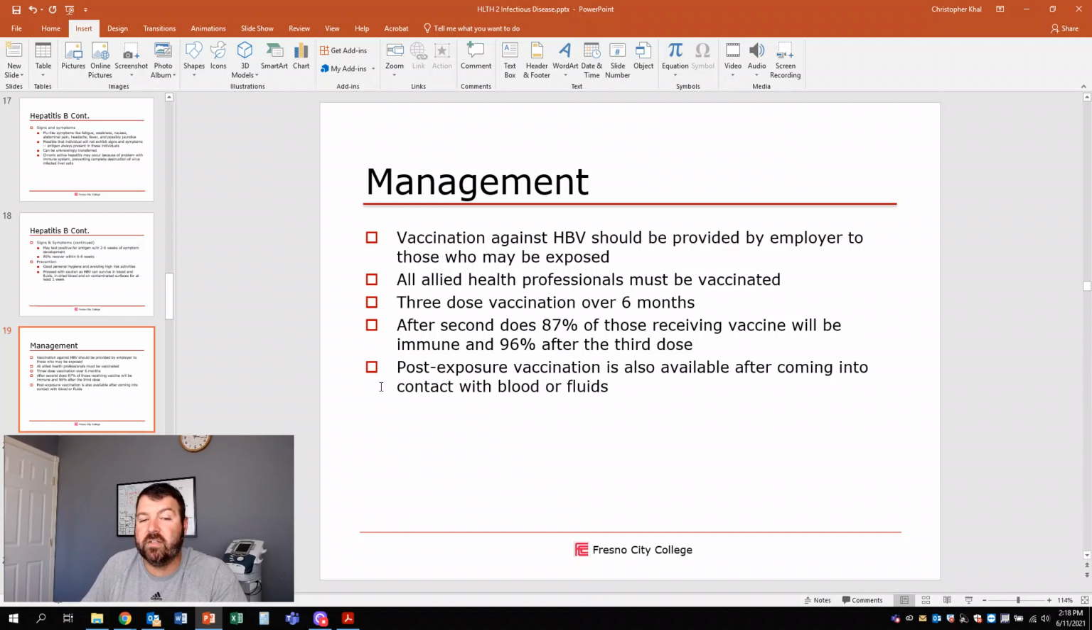Post-exposure vaccination is also available after coming in contact with blood or fluids.